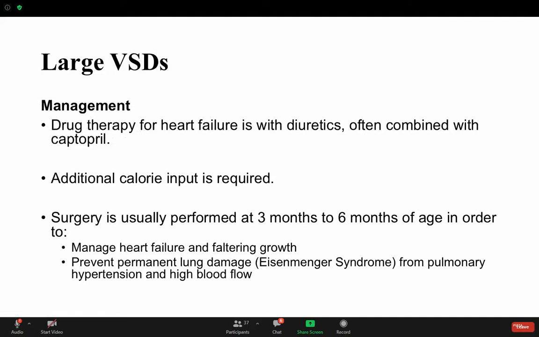المانجمنت they would need drug therapy for heart failure with diuretics. Okay, often combined with captopril to decrease the afterload. The surgery is usually performed between 3 to 6 months of age عشان to manage the heart failure and the flattening of growth and to prevent the permanent lung damage اللي هو يسميه Eisenmenger syndrome اللي تحصل من pulmonary hypertension because of the high blood flow.